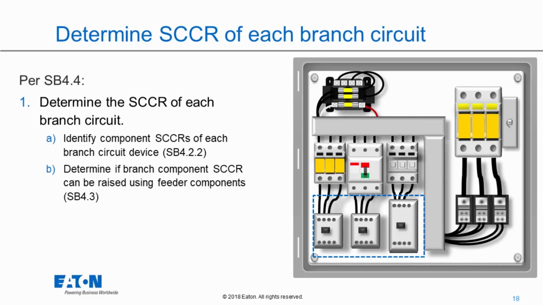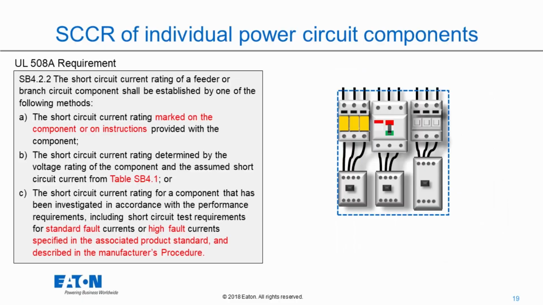But let's start right with that part A. So identifying the short circuit current ratings, right? If I'm going to identify what short circuit current ratings I can use in my branch, well, I can use the short circuit current rating that's marked on the component or in the instructions provided with it. I am always permitted to use that default rating, that standard rating from table SB 4.1.